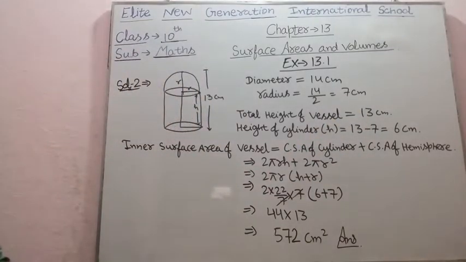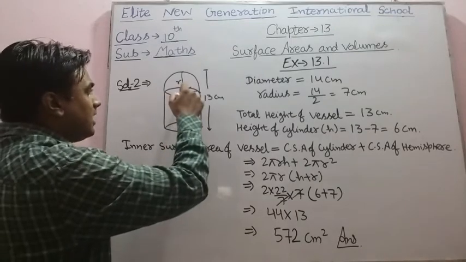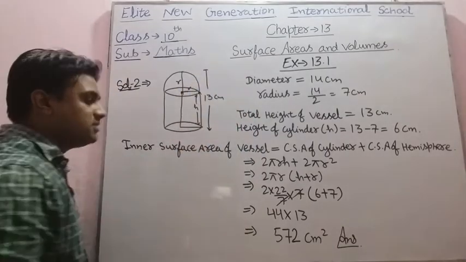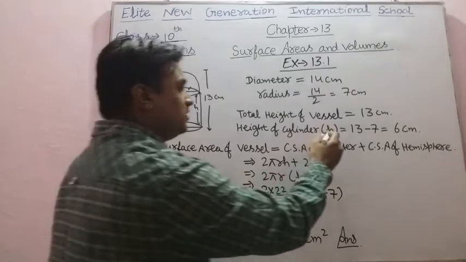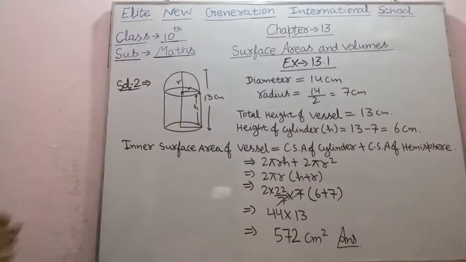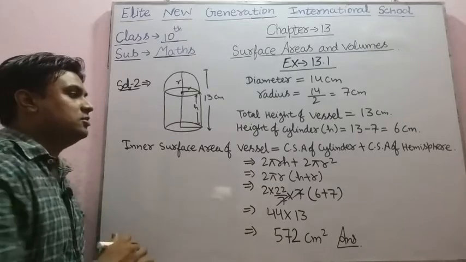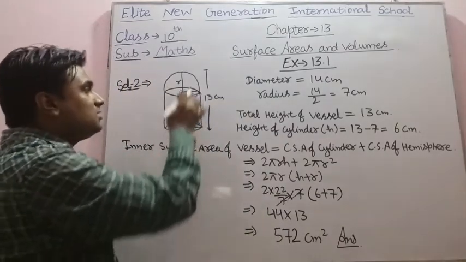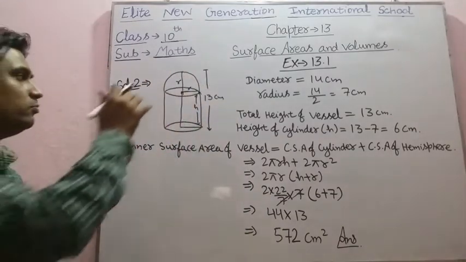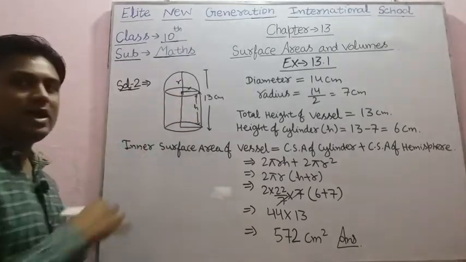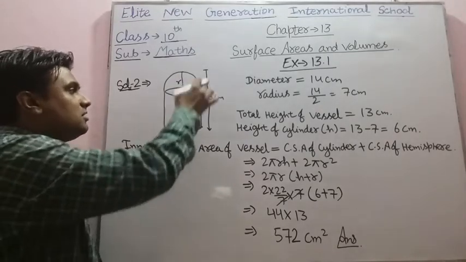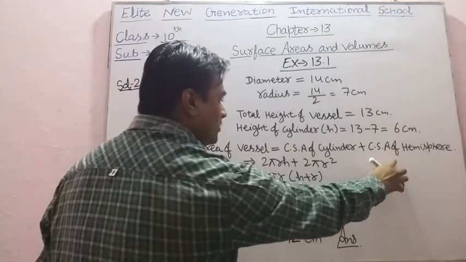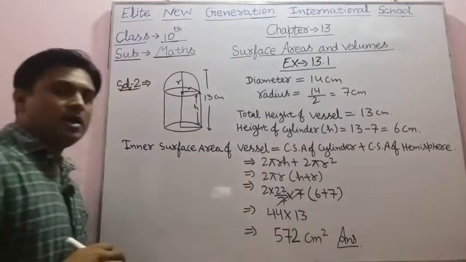So here the total height of this vessel is 13 centimeter. So here we can find the height of the cylinder. For finding the height of the cylinder, let the height of the cylinder be h. So here total height minus radius, that means 13 minus 7, that will be 6. So height of cylinder is 6 centimeter. Now we have to find the inner surface area of the vessel. So the inner surface area of the vessel will be given by the curved surface area of the cylinder and the curved surface area of the hemisphere. Both the hemisphere and cylinder are hollow, so we can find the curved surface area. Here curved surface area of cylinder is given by 2 pi rh and curved surface area of hemisphere is given by 2 pi r square.